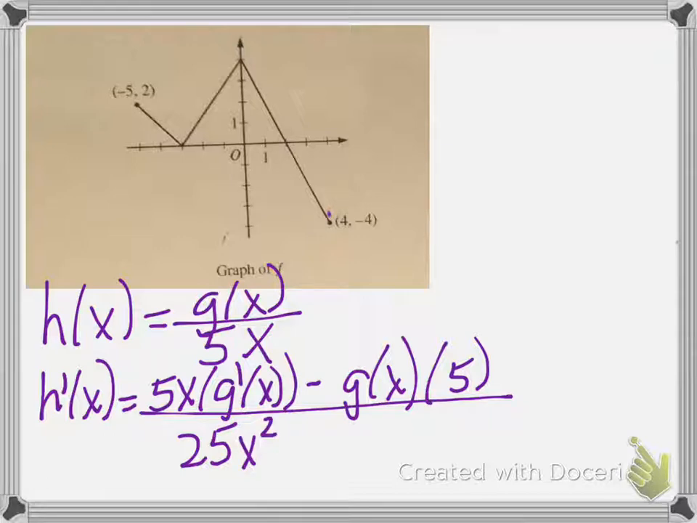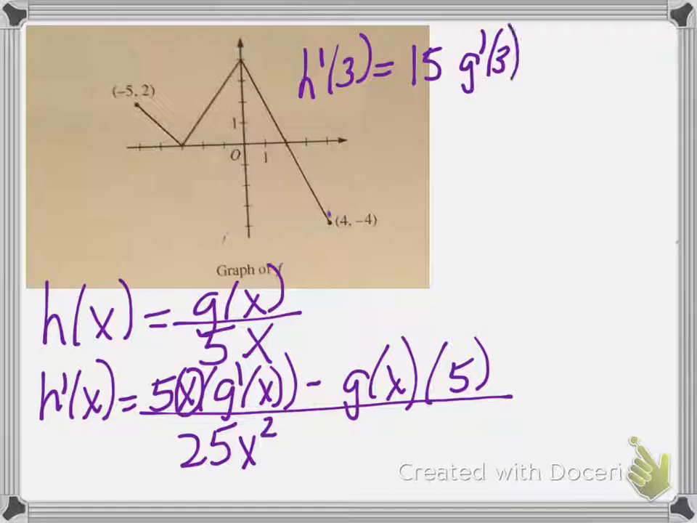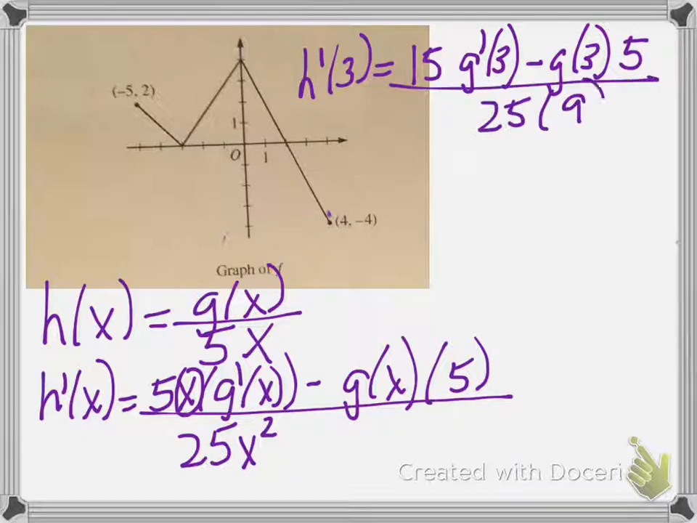Right, so 5x squared is going to be 25x squared. So that's h prime, and we need to find h prime of 3. So that means wherever there's an x, we're going to put a 3. So we're going to get 5, here's an x, times 3, so that's going to be 15, times g prime of 3, minus g of 3, times 5, all over 25 times 9, because 3 squared is 9. Okay, now we just have to simplify. So we have 15. So what is g prime of 3?